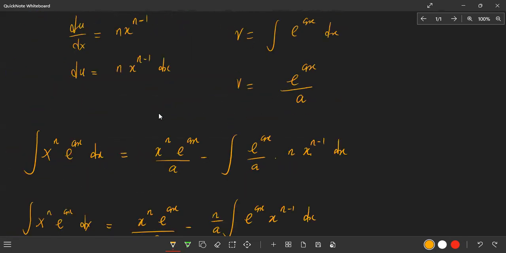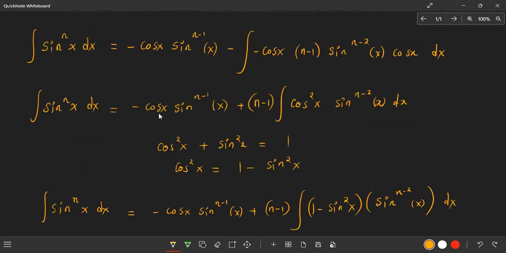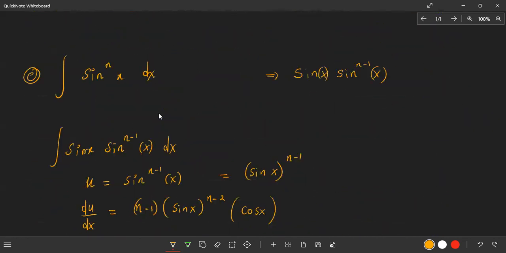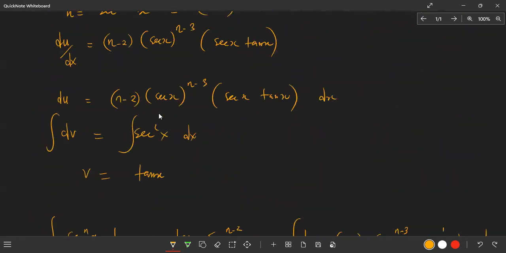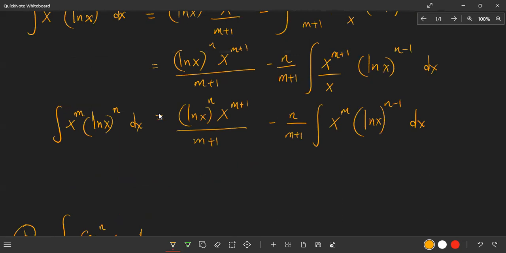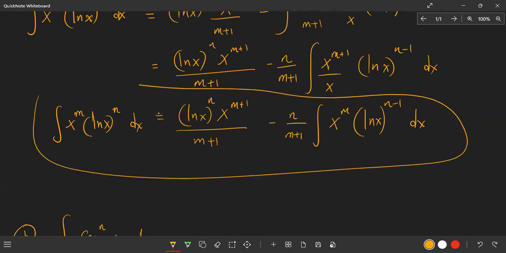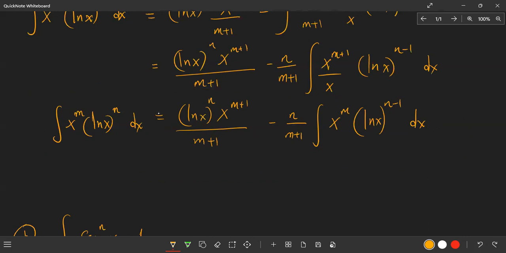Look at the formula we derived. We derived a formula which looks similar to this, right? If you remember very well, it's the first reduction formula we had, x power m natural log x to the power n. So in this case, we just have to identify what our x is, what our m is, and what our n is, and we use this formula here.